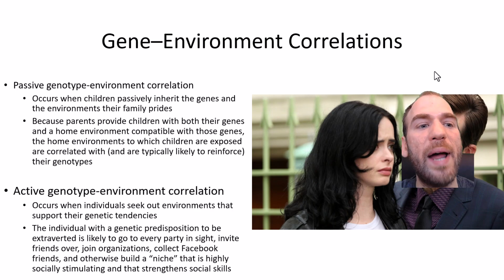So, beginning with passive genotype-environment correlations. This occurs when children passively inherit the genes and the environment that their family takes pride in. This is because parents provide children with both their genes and a home environment compatible with those genes. The home environments to which children are exposed are correlated with, and typically likely to reinforce, their genotypes.